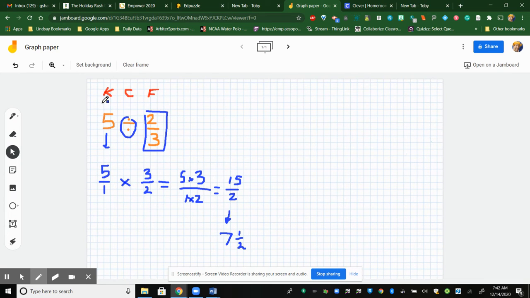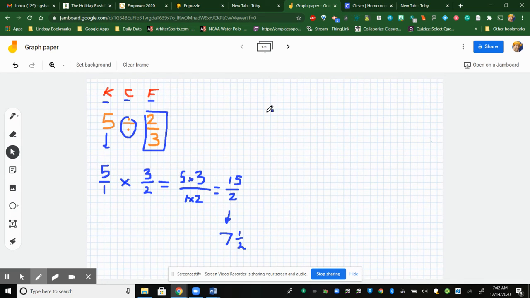So remember, it's keep, change, flip, always in the same order. Whatever this first number is, whether it's a whole number or a fraction, you keep it the way it is. Unless it's a whole number and we need to make it a fraction, we just put a 1 underneath it. Change the symbol from division to multiplication, and then flip the divisor. And we saw examples of that in the other videos.